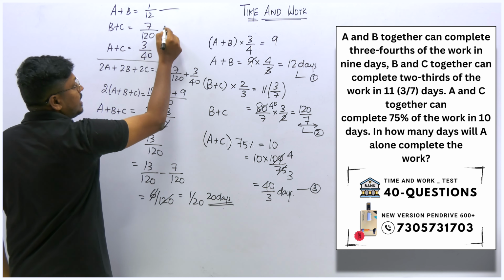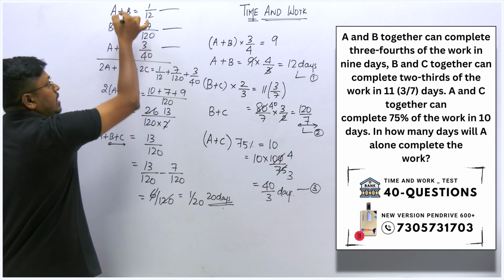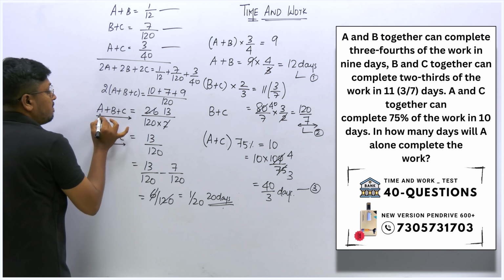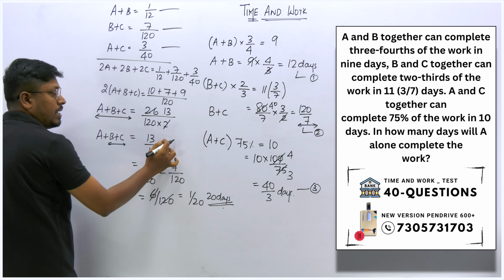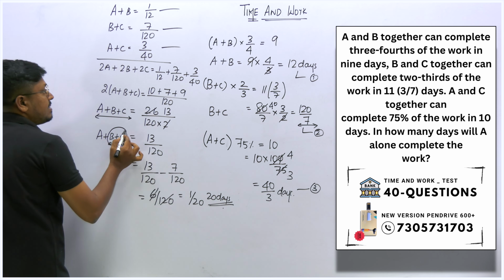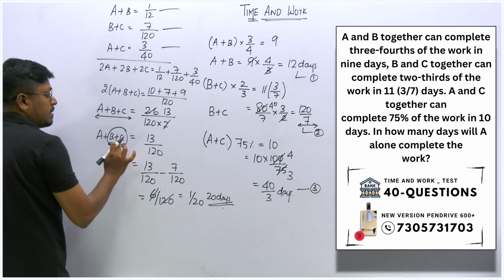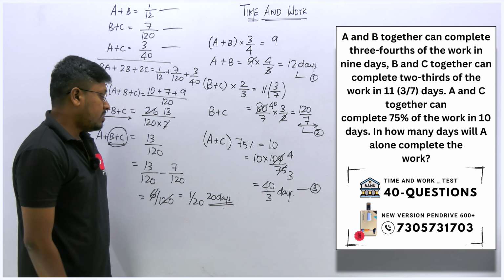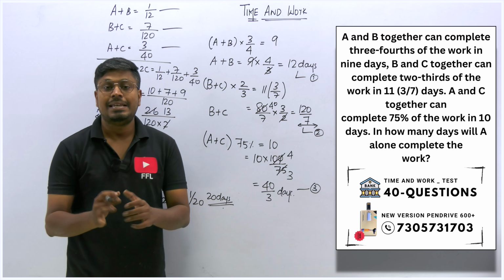So we have framed 3 equations. So after framing 3 equations, we have added all the 3. So the resultant will be all the 3 can complete a piece of work in this many days. But our target is to find only A. So what I did, instead of B and C, already we have framed the equation, I have substituted here in order to find the value of A. So the answer for the first question is 20 days.